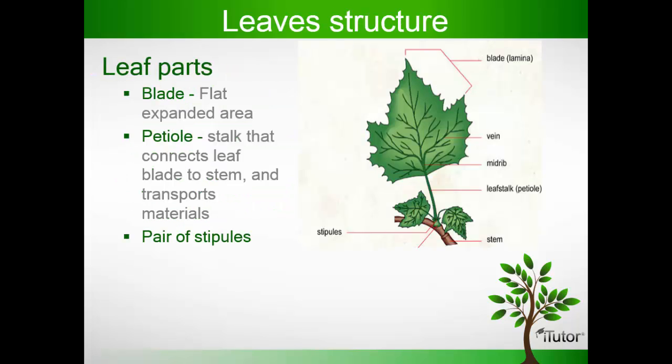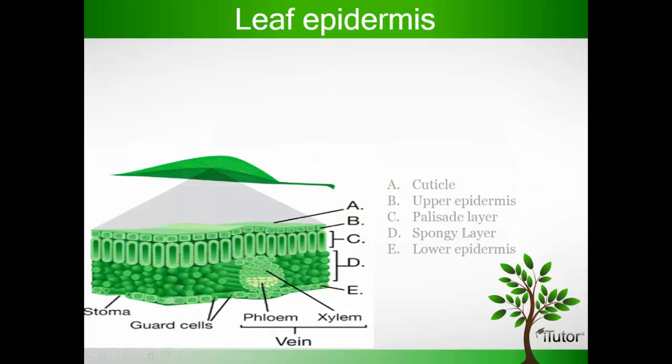Leaves have fairly simple structures. We have the blade, which is the flat expanded area. We have the petiole, which is a stalk that connects the leaf blade to the stem and transports materials. And we have a pair of stipules. Stipules are right there. You can see them right there, and more leaves can come out of it.